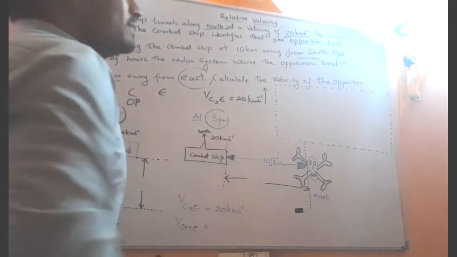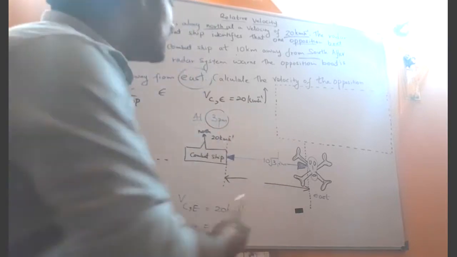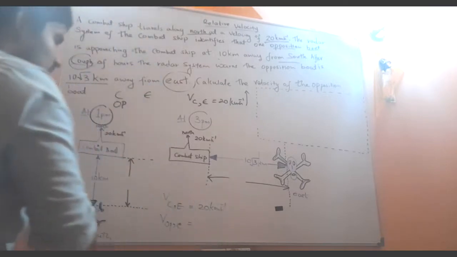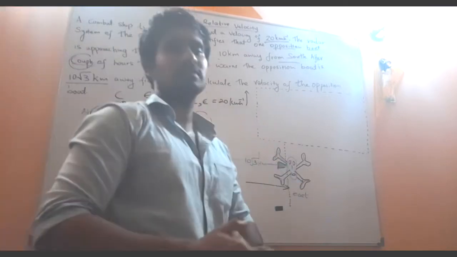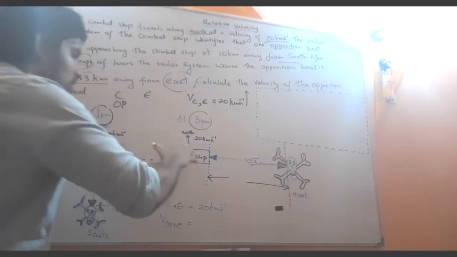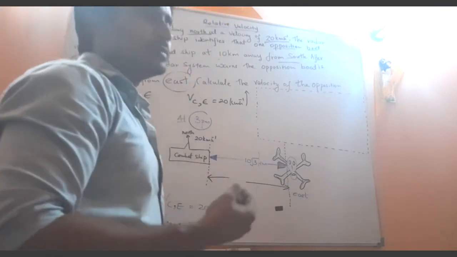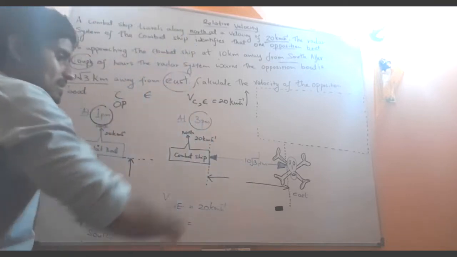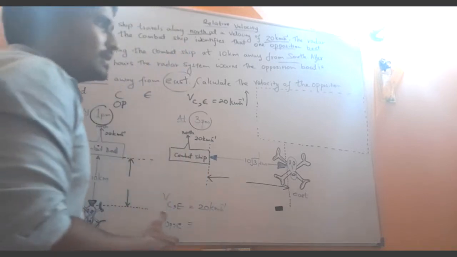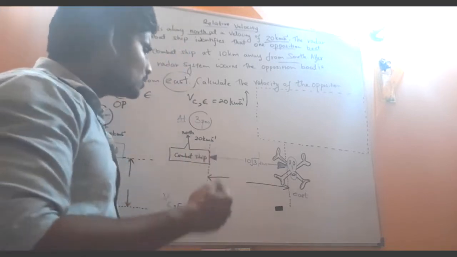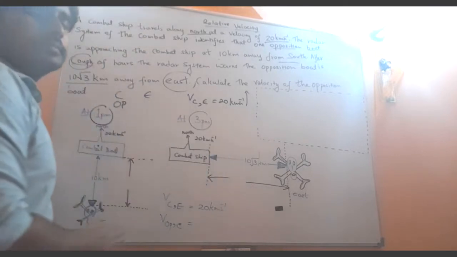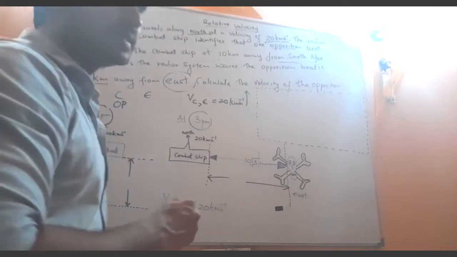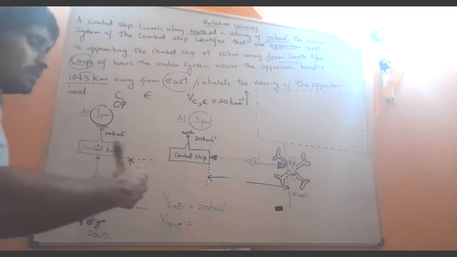So now it is said that after a couple of hours the opposition boat is 10 root 3 kilometers from the east side. So now what is that south and east issue? Just think that there is a person who is inside the combat ship. This south and east scenario is something that is undergone by a person who is inside the combat ship.